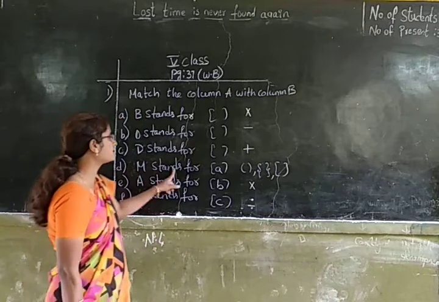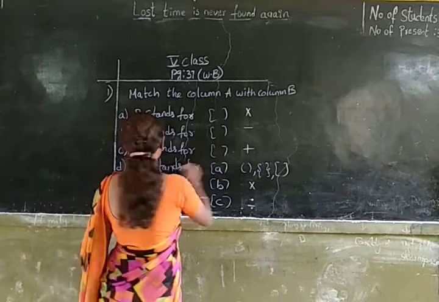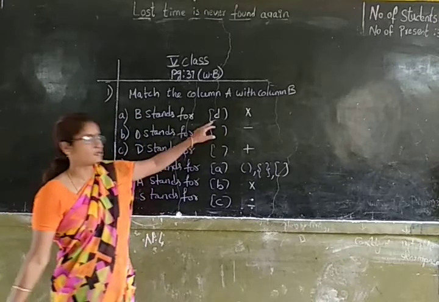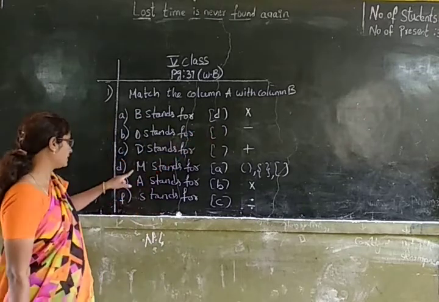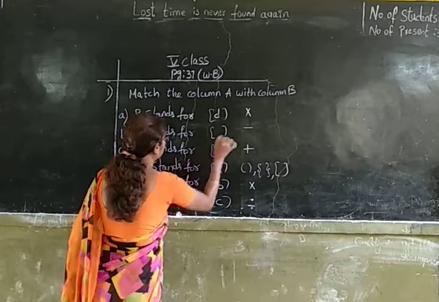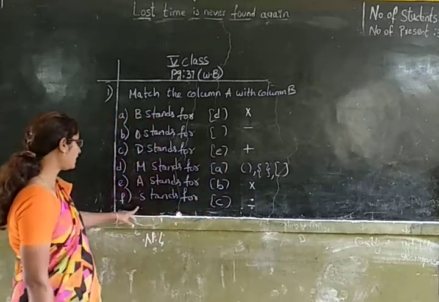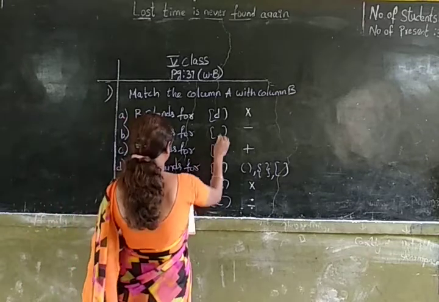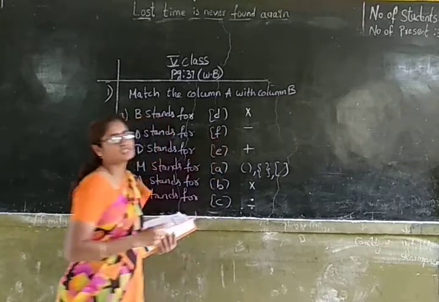And M stands for multiplication. So you have to put D here. Next, A stands for addition. So you have to put E here. And S stands for subtraction. So you have to put F here. So this is the matching.